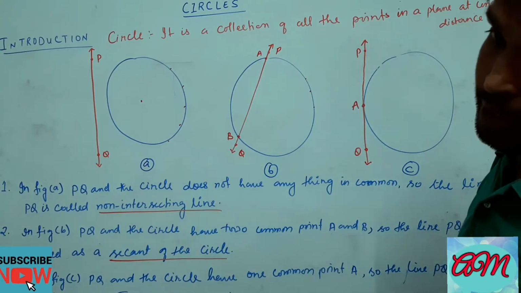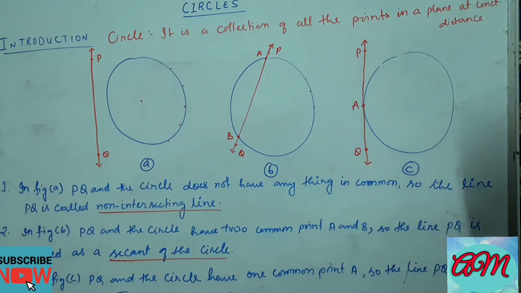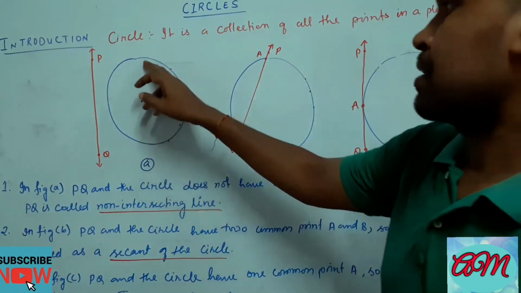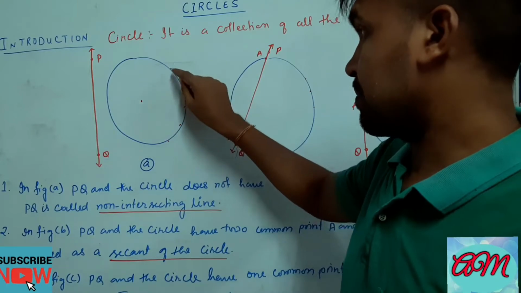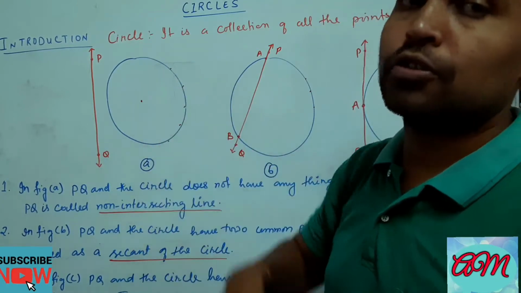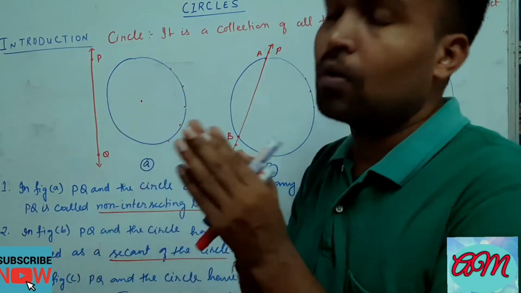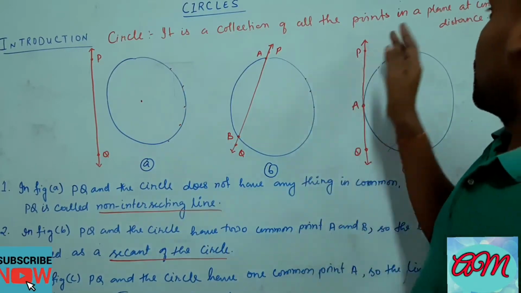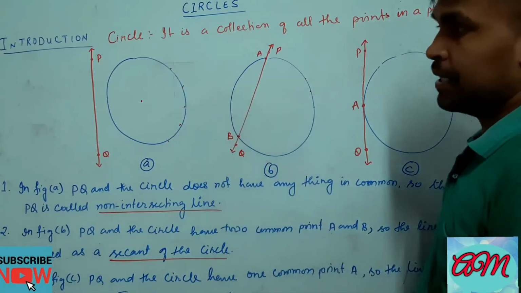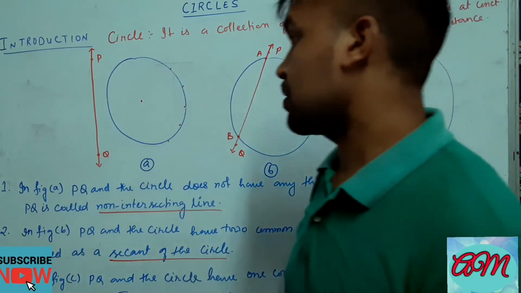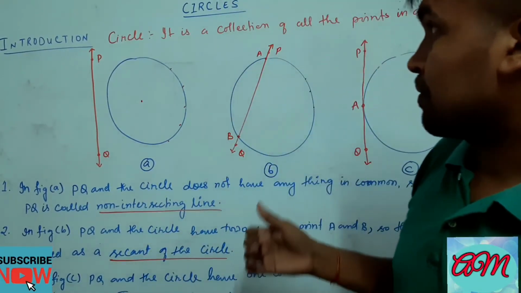That constant distance is called the radius. It's not that the points are separate; they are continuous. So the collection of all these points in a plane at a constant distance is called a circle.